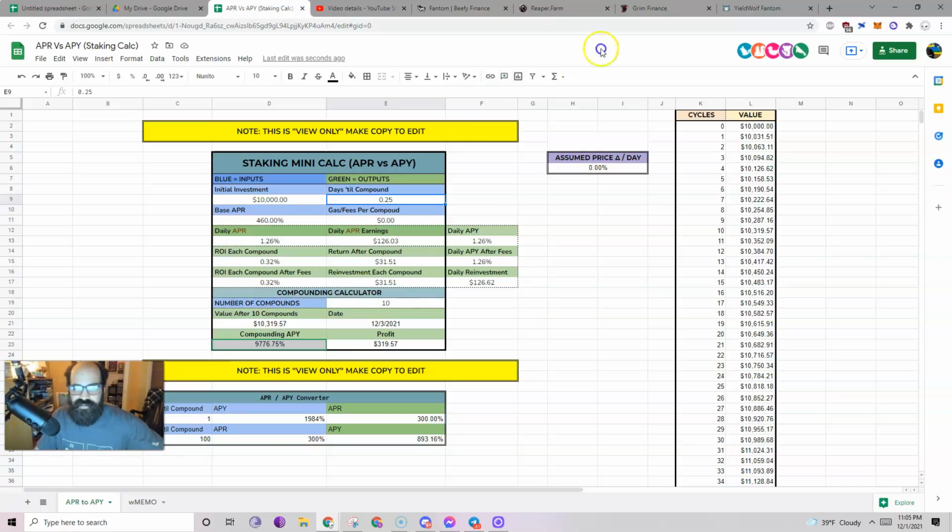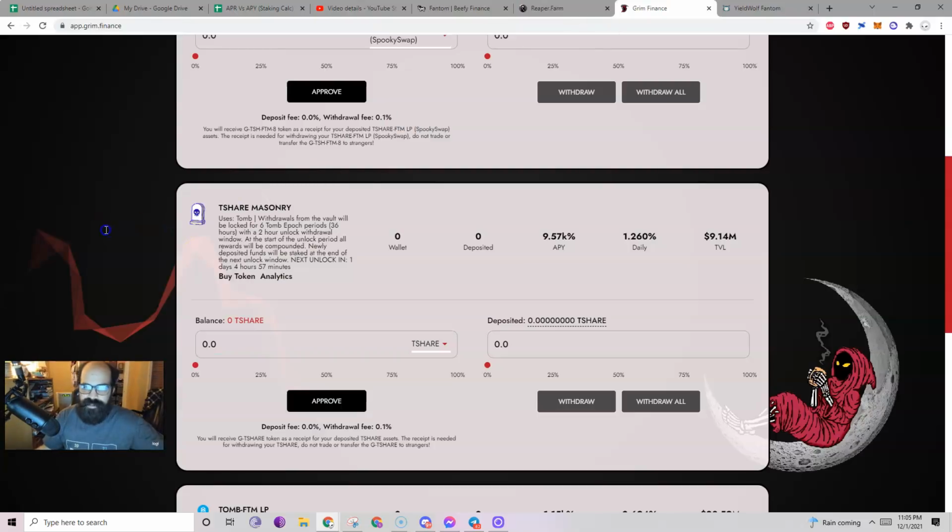So it's really up to you what you do. I like the ease of auto compounding, but I know a lot of people want just to maximize yield. And maximizing yield is always going to be manually compounding, but it is a chore for sure. So keep that in mind. Alright guys, that's pretty much it.